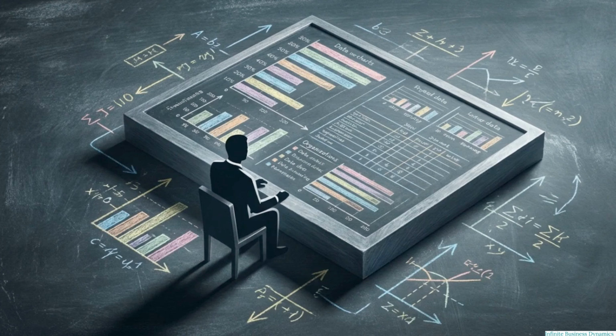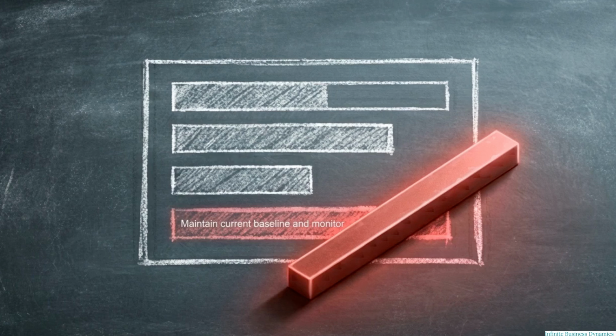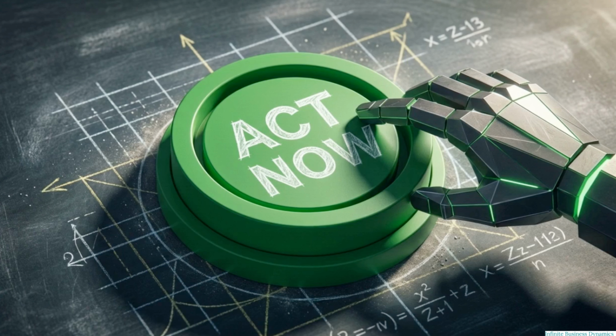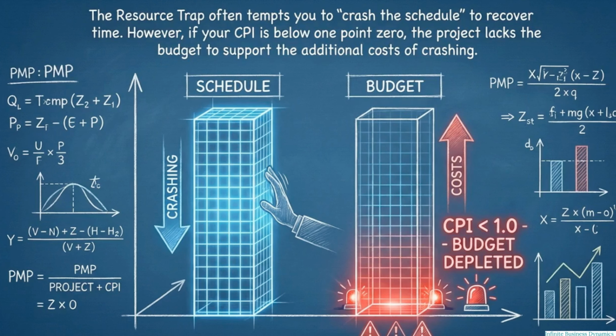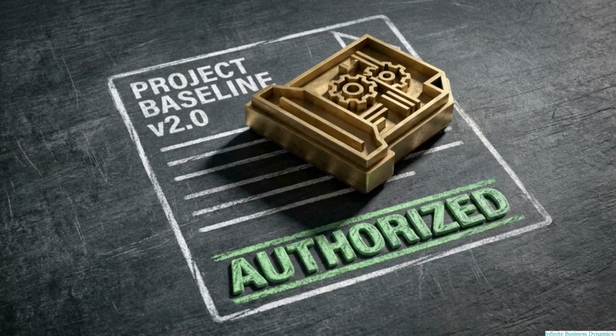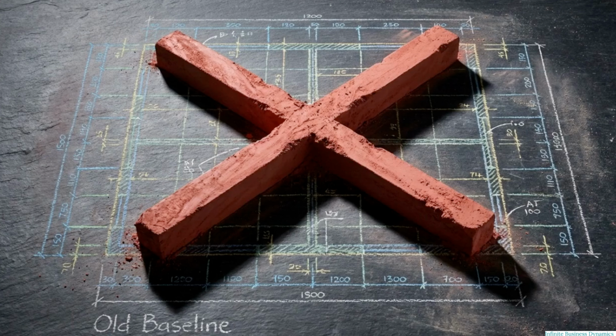The exam environment is specifically designed to identify candidates who lack a proactive management style. Avoid the passive trap. When a project shows negative variances, options like wait and see or continue to monitor are incorrect. Instead, proactive leadership is the required response. The resource trap often tempts you to crash the schedule to recover time. However, if your CPI is below 1.0, the project lacks the budget to support the additional costs of crashing. The baseline trap occurs when a scope change is formally approved. Using your old EAC metrics after a baseline has been officially updated will result in an incorrect answer.